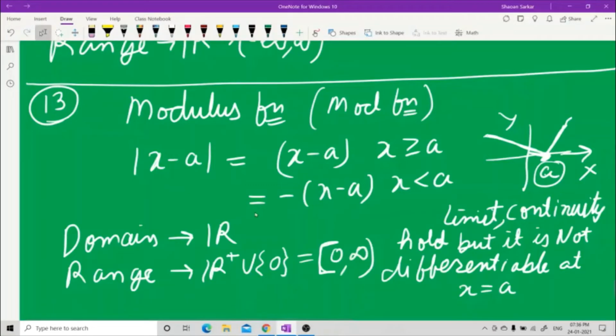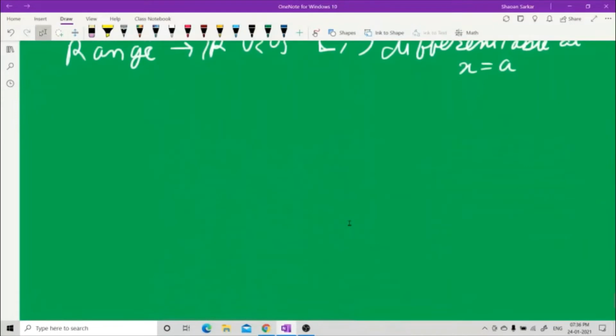Now let me take some examples and make you understand how to do this. Let me take some examples to make you understand this concept of modulus function, let me explain you. Now see, let me take some space. Yes. Now the first example, example 1.